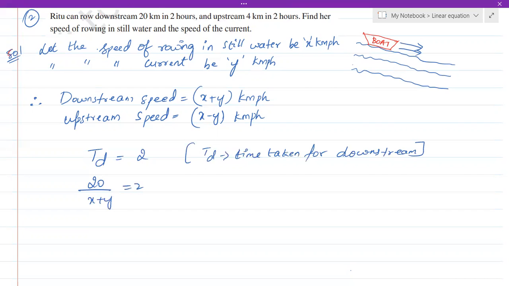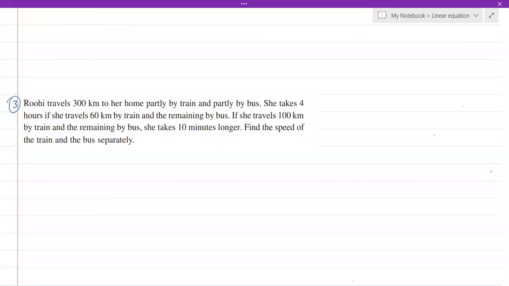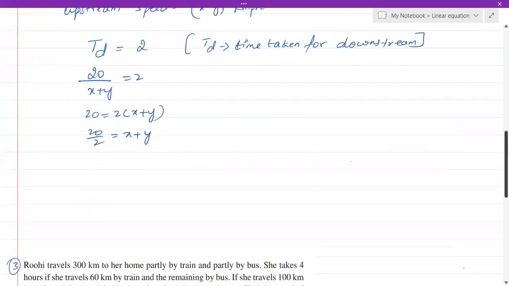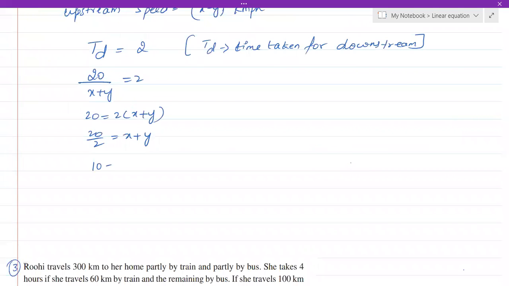Equal to 2. So transpose x plus y to the other side, it will become 2 into x plus y. Now transpose 2 to the other side, it will become 20 by 2 equals x plus y. 20 by 2 is 10. Therefore x plus y is equal to 10. This will be our equation 1.